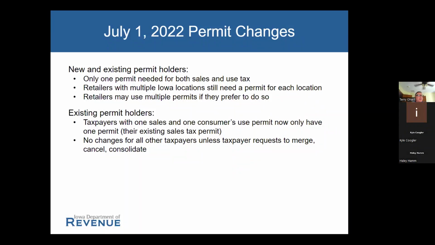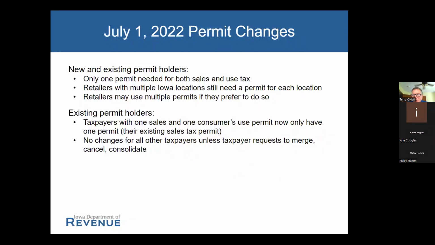There's no changes for any other taxpayers unless the taxpayer requests to merge, cancel, or consolidate. So for existing permit holders, we weren't going to make them change, I guess is the best way to say it, unless they request a change, maybe to file a consolidated return. Maybe they wanted to cancel their use tax registration. They could certainly do that. But I just want you to know that you are only required to have one permit to register sales tax and to remit sales tax and use tax.